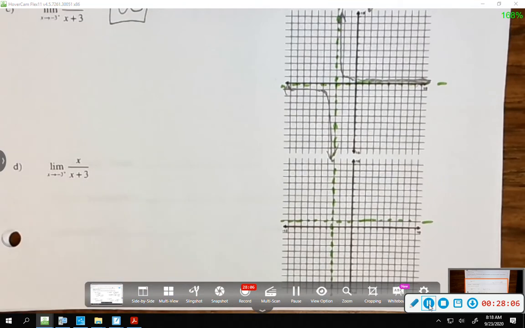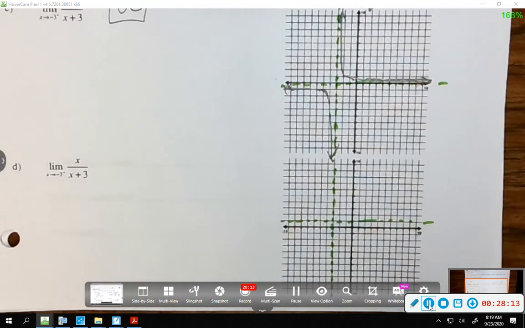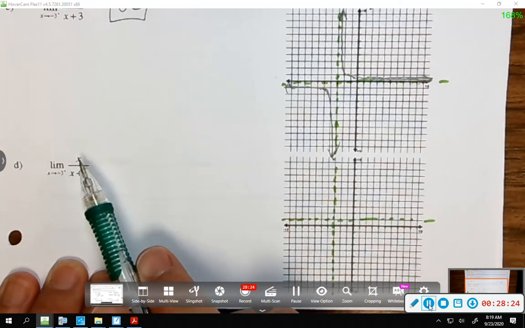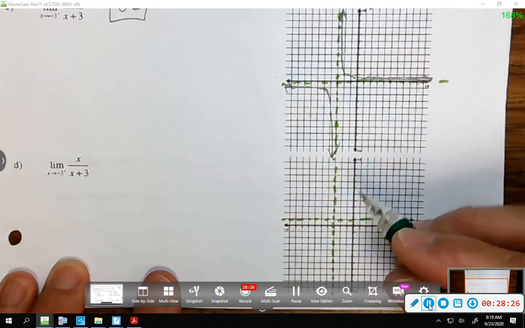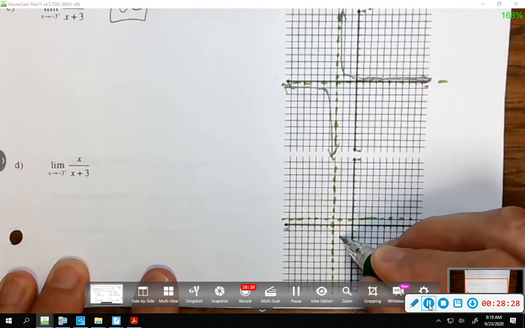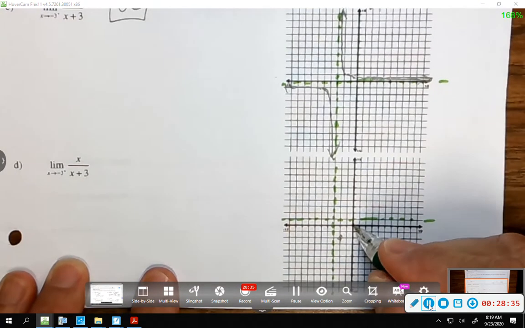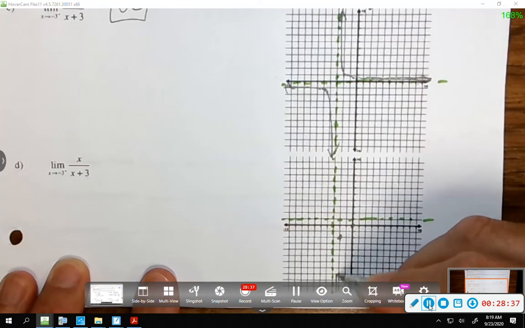Plug in 1 point to the right of the vertical asymptote, like -2. -2 over -2 plus 3. -2 over 1 is -2. Oh, now I'm here. Right? As a matter of fact, you could plug the point 0 in if you want. 0 over 3 is 0. There's another nice point.